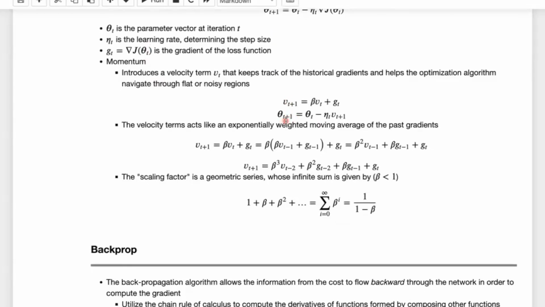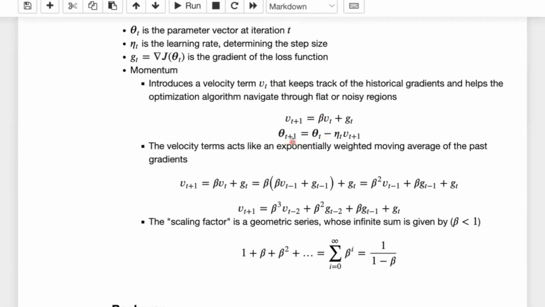So the update formula is theta t plus 1 is assigned as theta t minus the learning rate times now the velocity. And this velocity is related to the previous velocity by this parameter beta, which should be less than 1, and the current gradient, right? So we have information about both the current gradient and the previous gradients encoded inside this v t, or velocity term. And once we update v t plus 1, we substitute it in the second equation that we have here to update model parameters.